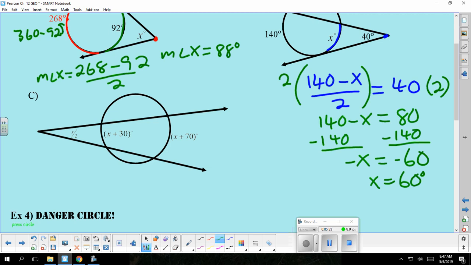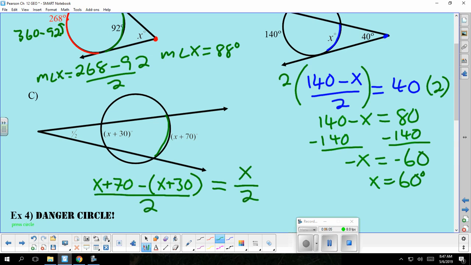Now this one. Again, we're going to take the big arc plus 7, and then I'm going to subtract the smaller one. Put that in parentheses so you can make sure you distribute that negative 1. Equals x over 2. Remember, we have to divide this by 2, so the big one minus the small one divided by 2 equals another side. So the first thing I'm going to do is multiply this whole thing by 2.